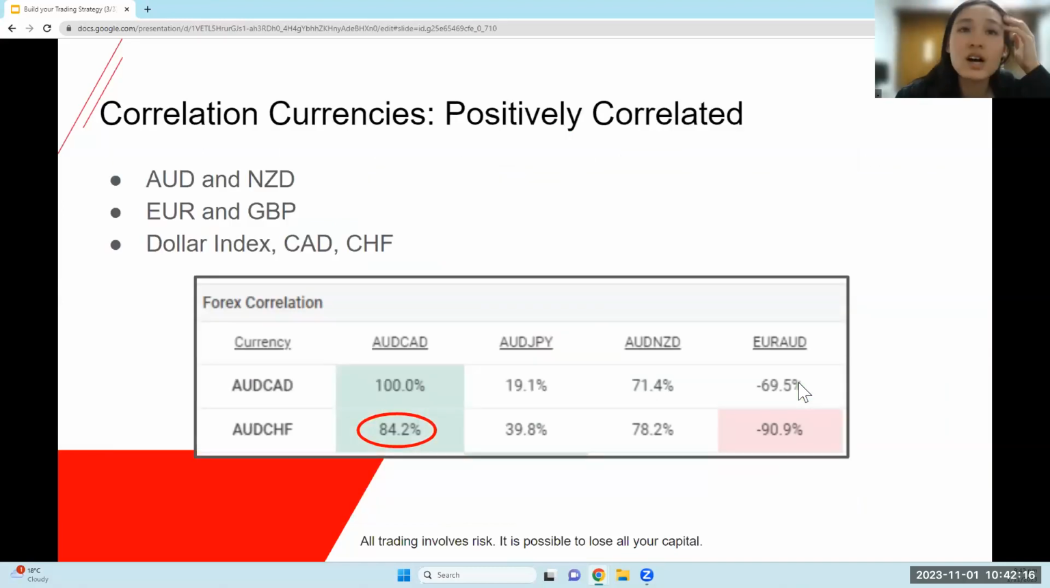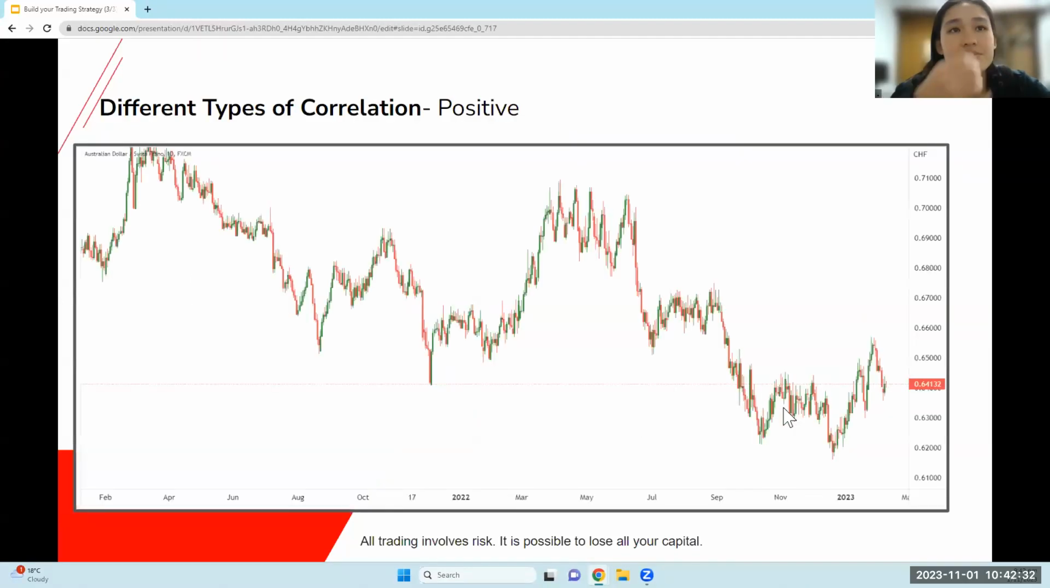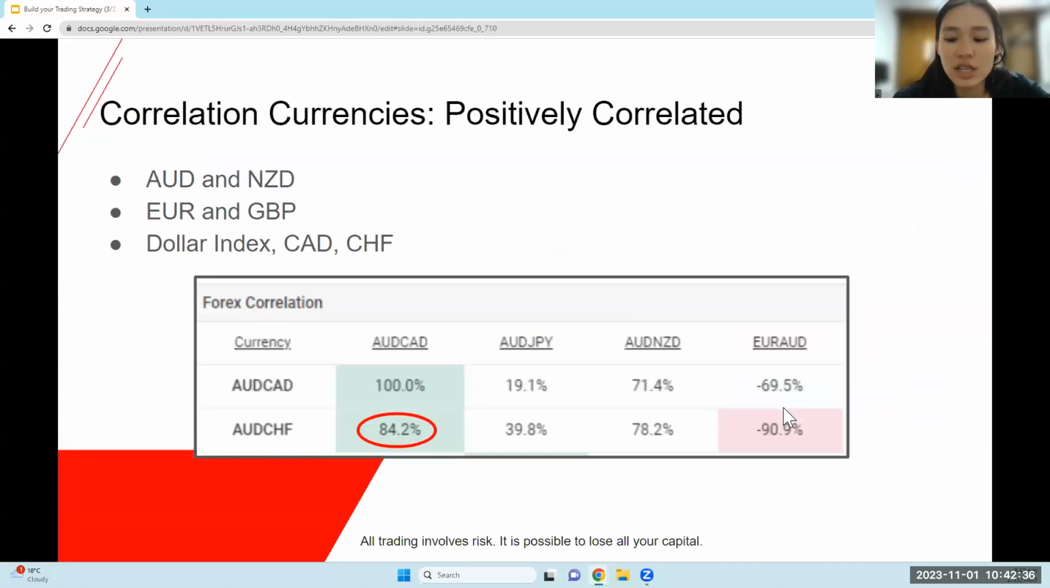So here are a couple of correlated currencies that are positively correlated. Firstly, we have the AUD and the Kiwi dollar, the euro and the pound, dollar index, CAD, and Swiss franc. Okay, so firstly we're going to look at the Australian dollar as well as the Swiss franc in this example, that is 84.2% positively correlated.